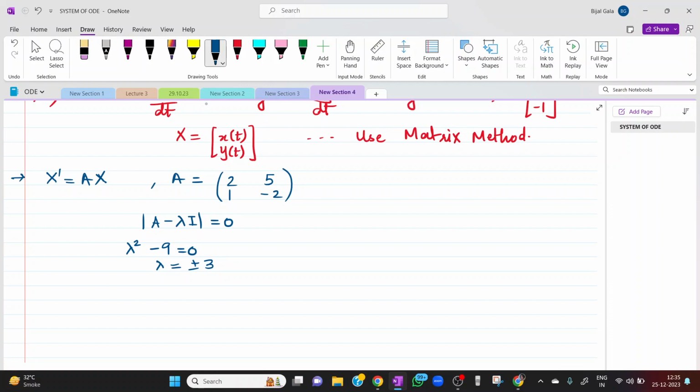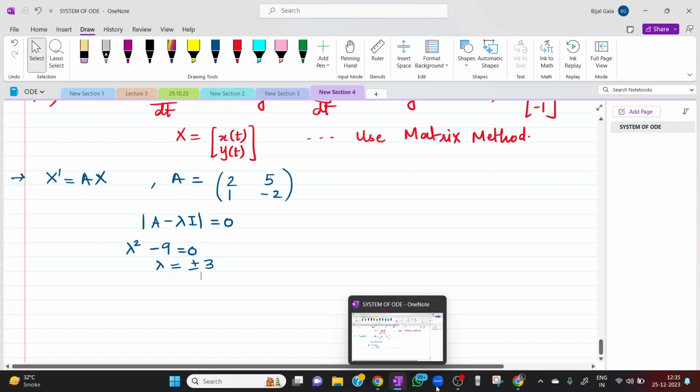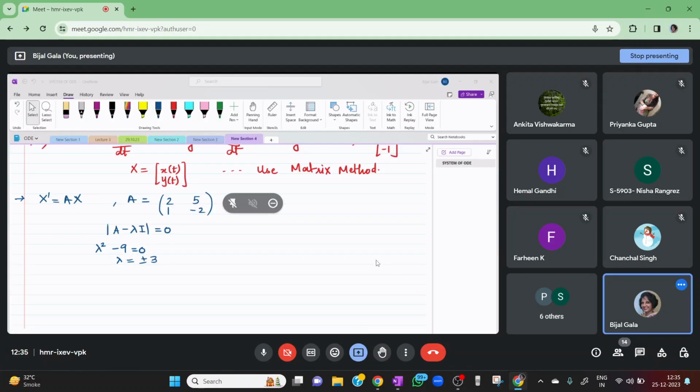Did you get the eigenvalues? How many of you got the eigenvalues? Okay. Others are still calculating.